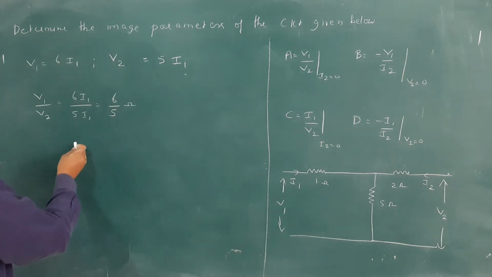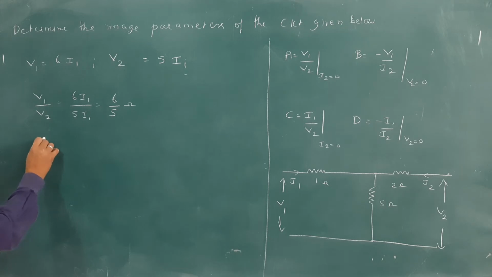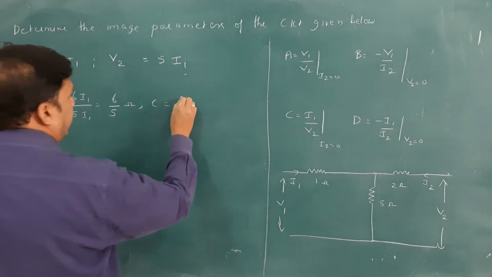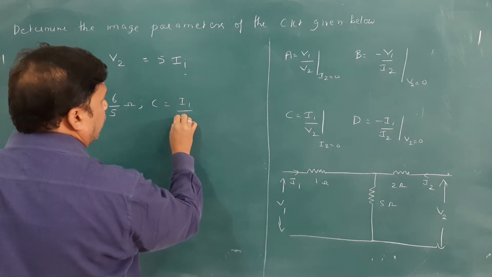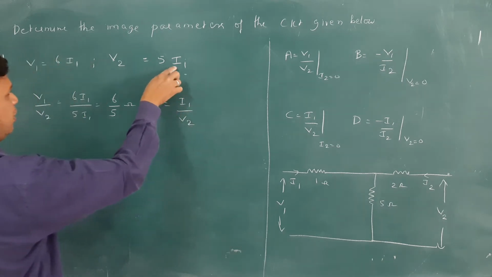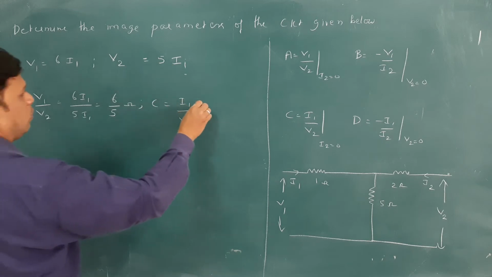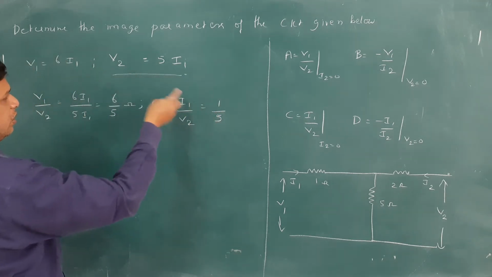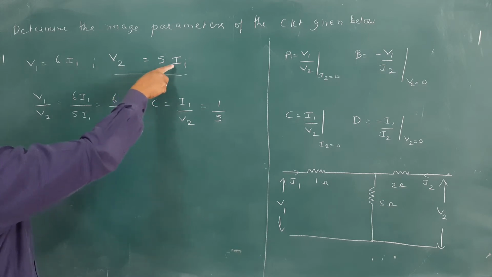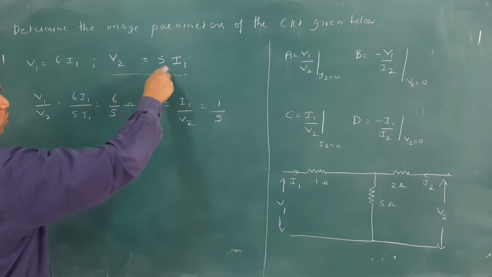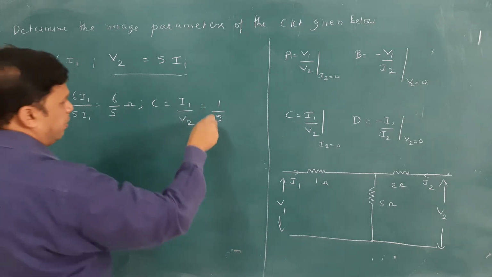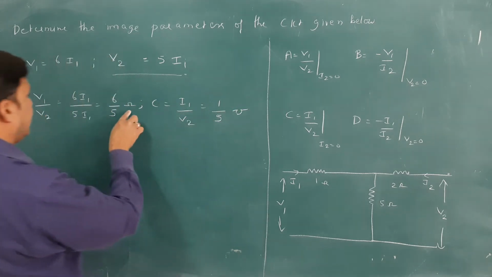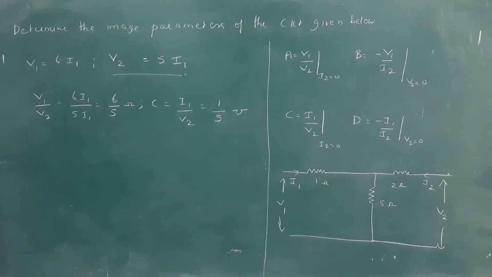Now what we do here is we can write C is equal to I1 by V2. So here I1 by V2 is equal to 1 by 5 from the above equation. And in this equation C is equal to I1 by V2. Send 5 that side, it becomes 1 by 5. C is equal to 1 by 5. So I1 by V2 is in mho, and here it is ohm. It is 6 by 5.